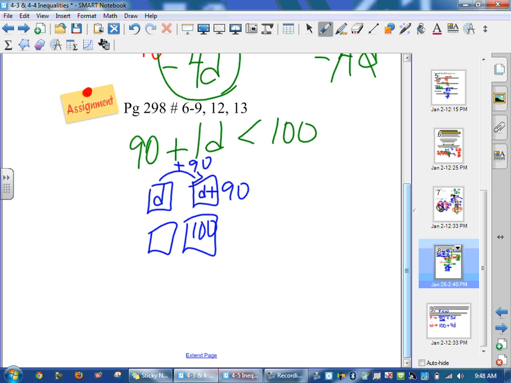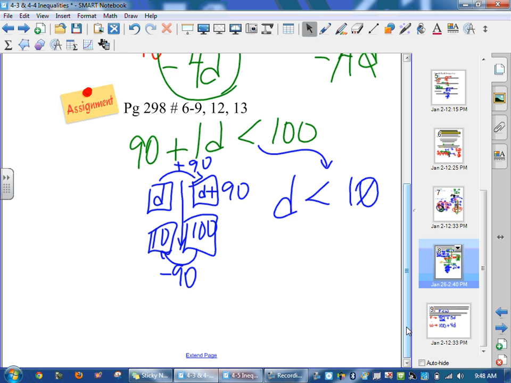Again, the one thing you want to check was the last step, multiplying or dividing by a negative. Here, no, it was not. All we did was we subtracted 90. So the solution stays the same. He must be there for less than 10 days for it to be cheaper. That's how it's a better deal. Less than 10 days. This concludes lesson 4.4 of inequalities.